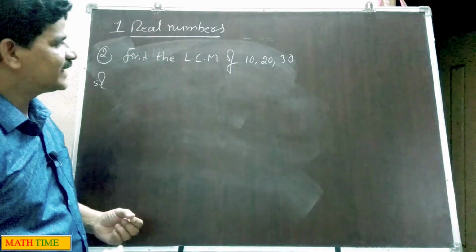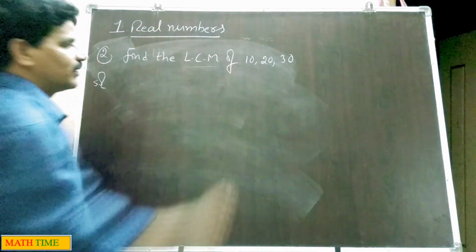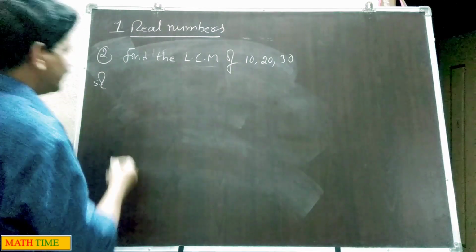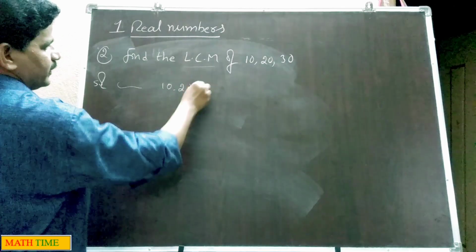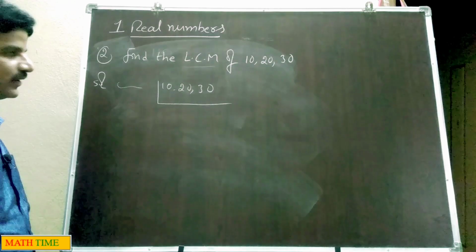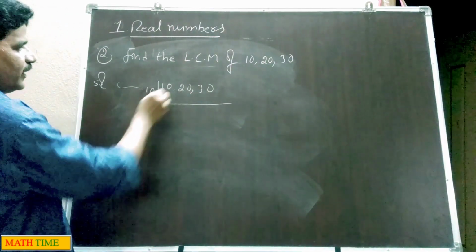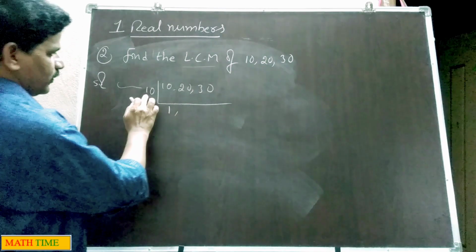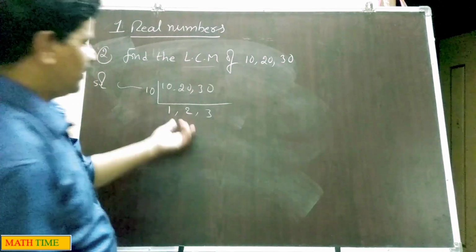Find the LCM of 10, 20, 30. What is LCM? Least common multiple, right? So let us take the given three numbers. Given numbers are 10, 20, 30. Take this method, division method. So here I will take 10. 10 goes 1 times. Now 10 into 2, 20. 10 into 3, 30. Now we cannot divide with what?